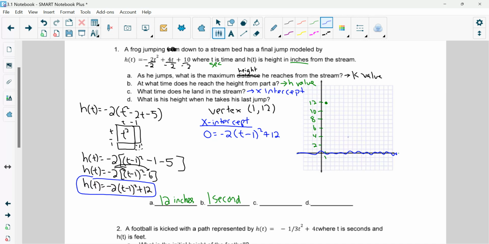So if I'm trying to solve for t here, since there's no other t's outside of that parenthesis, I can undo this. So PEMDAS backwards. If I have a plus 12, I undo that first, the minus 12. And then I can undo multiplication, so I'm dividing by negative 2. That gives me positive 6.